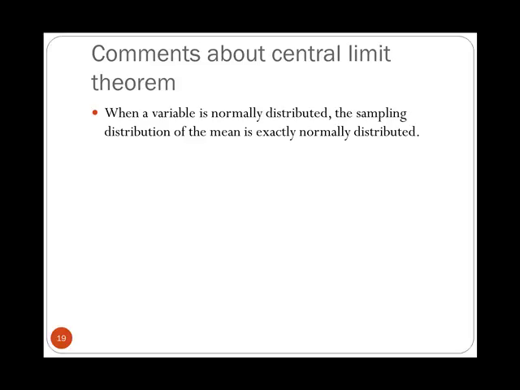When a variable is normally distributed, the sampling distribution of the mean is exactly normally distributed. The sample mean is an unbiased estimate of the population mean. Recall that E of y bar is equal to mu. The sample mean is less variable than individual observations because the variance of y bar is equal to sigma squared over little n. The mean of the sample mean is equal to the population mean, and the variance of the sample mean is equal to the population variance over the sample size.